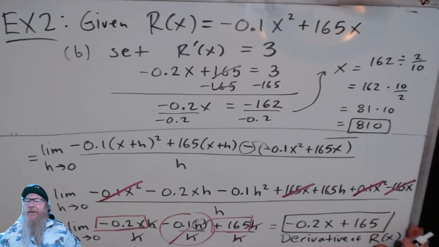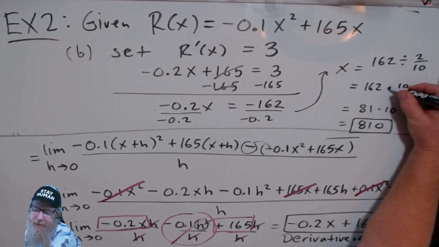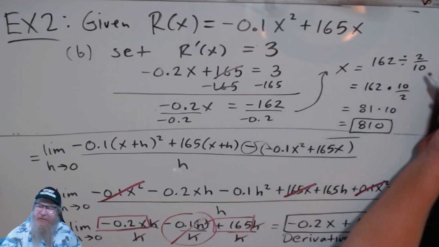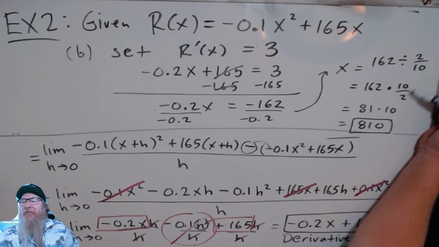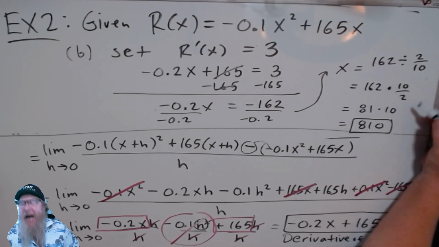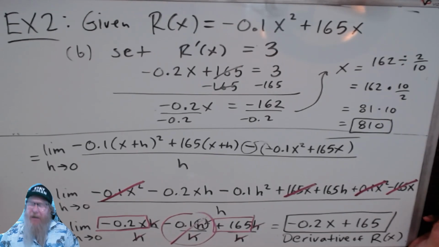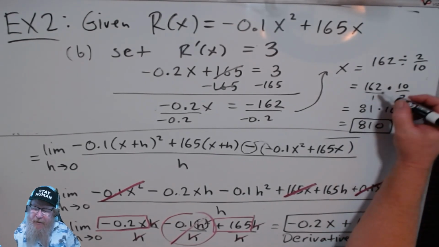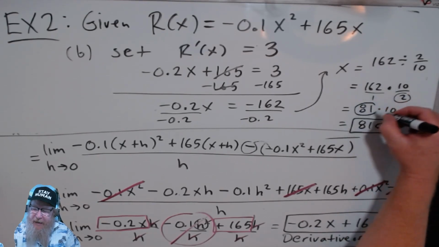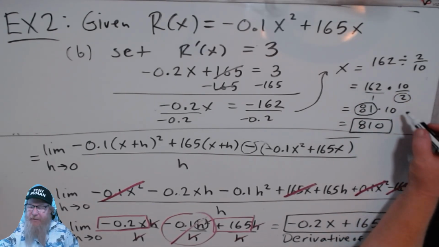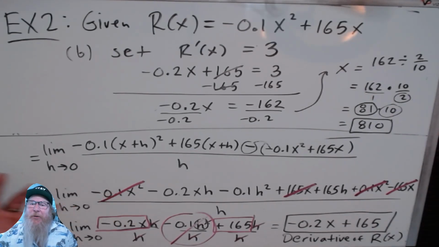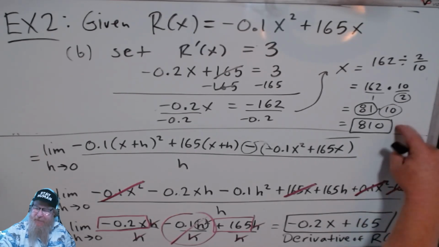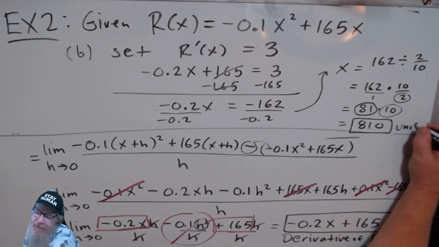This is how your ancestors would have had to do it without their calculators. 0.2 is the same as 2/10. Then I flipped it to 10 halves. You could also just turn that into 5 as well. So you could have done 162 times 5, and that still would have given you 810. What I did is I went 162 divided by 2, and I got 81. And then I went 81 times 10. I did that because when I don't have a calculator, multiplying by 10 is actually easier than multiplying by 5. Right? But you still would have got the same answer. So 810 units.